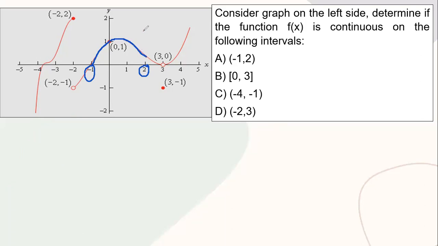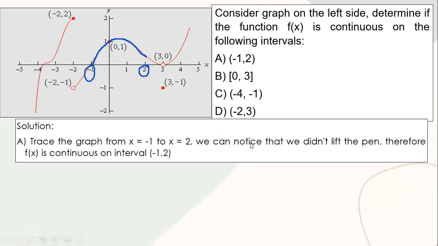Okay, so we do not encounter any interruption in our tracing of the graph. Hence we can say that the function f of x is continuous on interval negative 1 to 2.